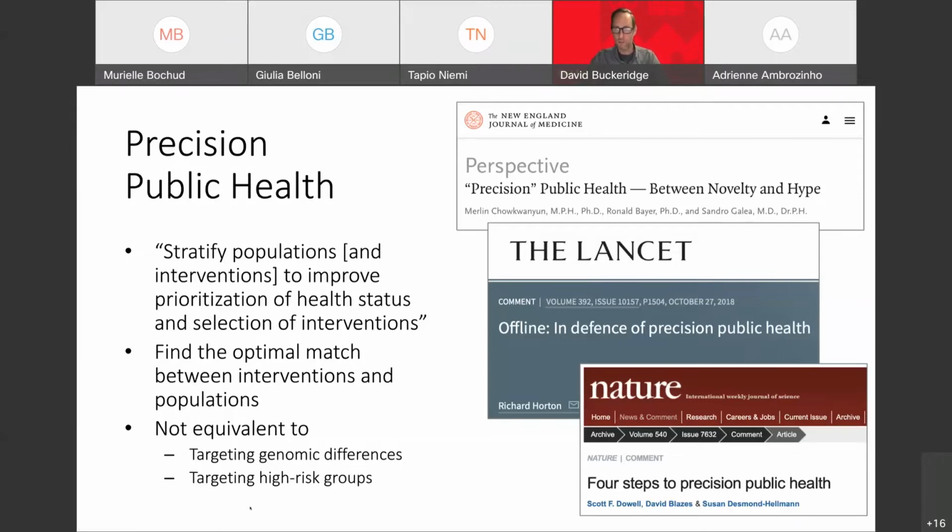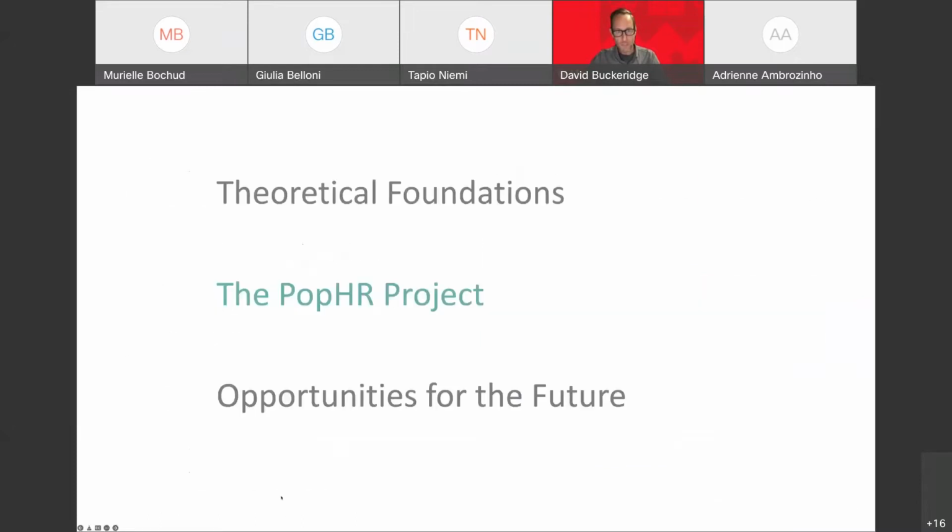But these are the two theories, really. Primarily, evidence-based public health is at the basis of what we're doing, and precision public health also is somewhat inspiring for the work. So that's a bit of the foundation. So let me tell you a bit more about the project itself now and what we've done.